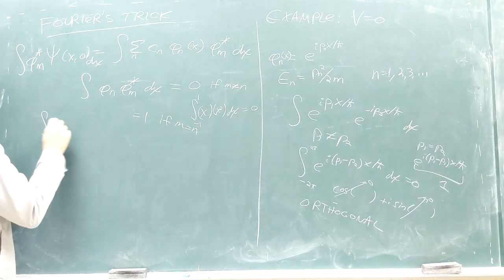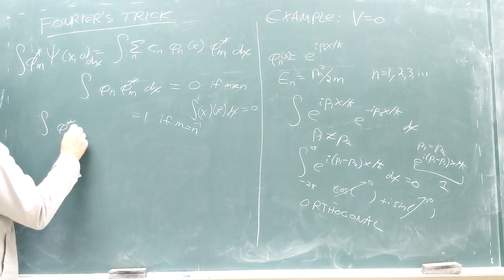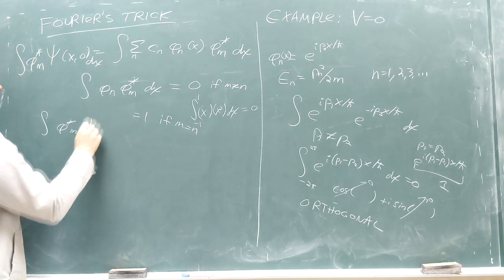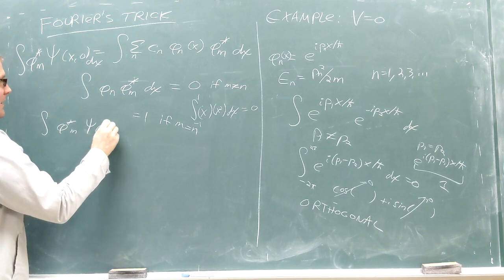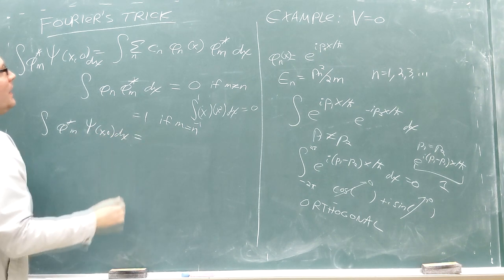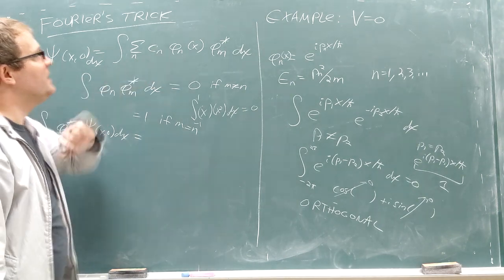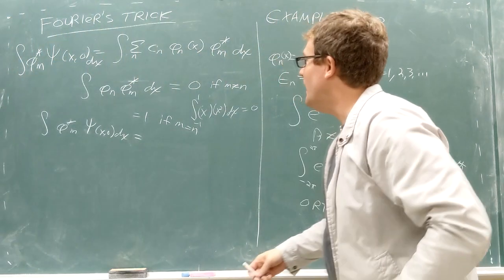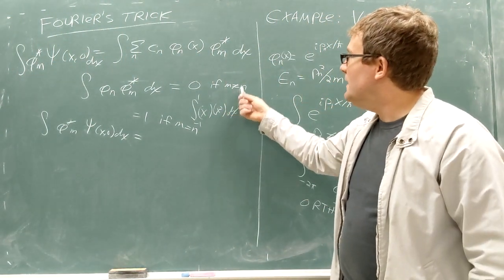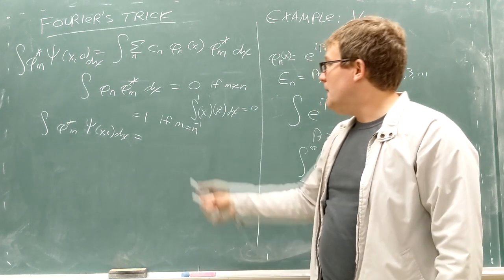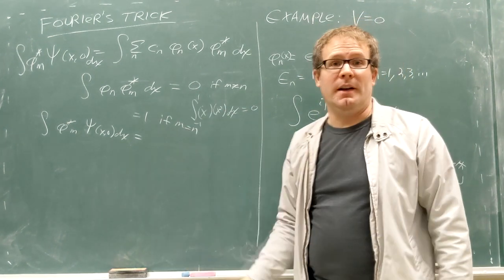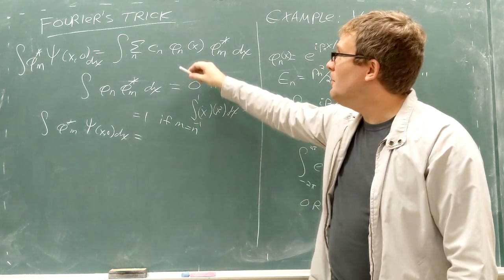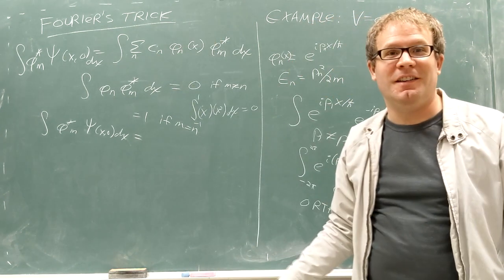Here's the cool part. So you've got the integral of phi star m, psi of x and 0 dx going to equal... Now we got to start thinking about this summation, because we've got two conditions, right? If m doesn't equal n, then you get 0. If m does equal n, then you get 1. Here's the thing. You're running over every possible value of n.